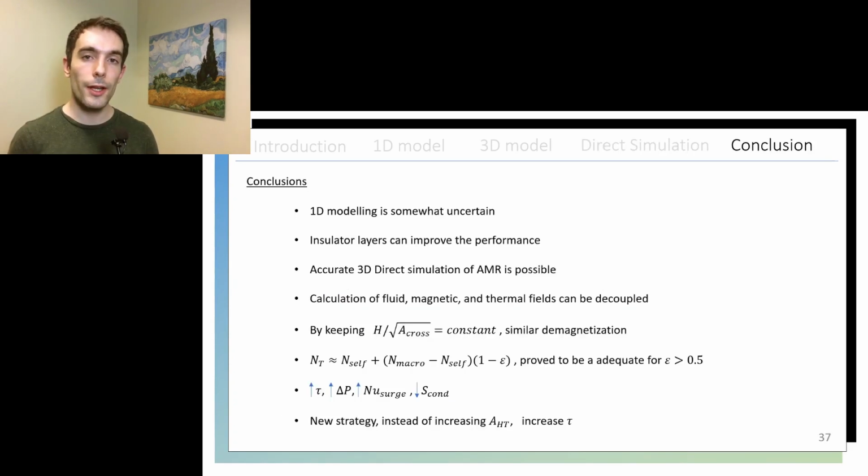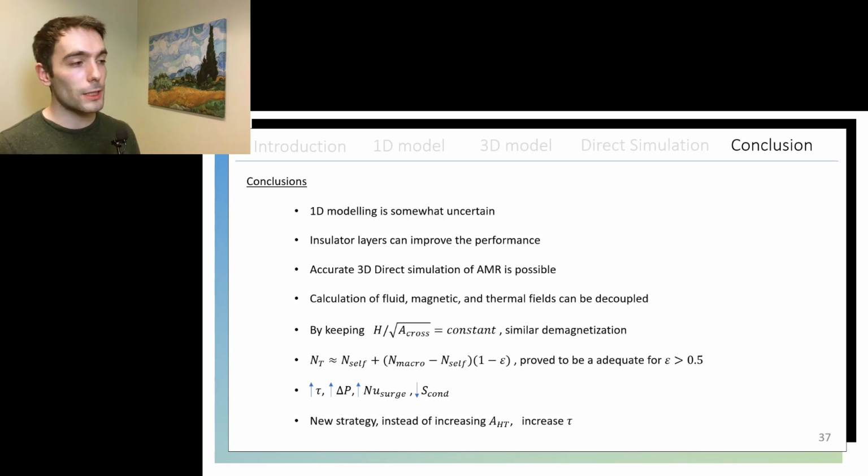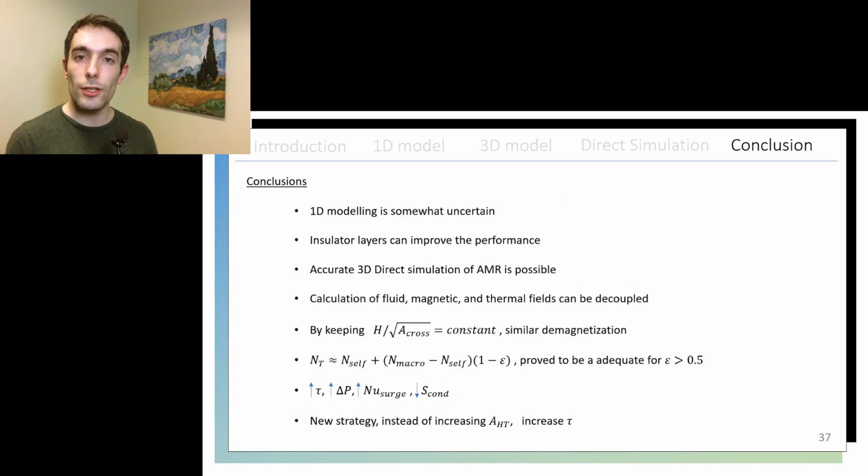The conclusions of this project can be summarized in the following slide. One-dimensional models have proven to be somewhat limited because of the amount of models we need to plug into them, and because the accuracy of those models can be somewhat limited as well. The insulator layers have proven to reduce the conduction losses effectively and improve the performance of plate regenerators. The accurate three-dimensional numerical simulation of magnetic regenerators has proven possible, and the calculation of the fluid velocity profiles and the magnetic fields has also proven to be decoupled from the thermal field, which is great news because the computational load that the solution requires has been lowered substantially.